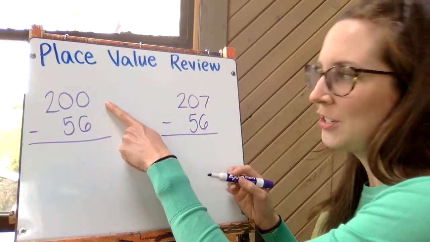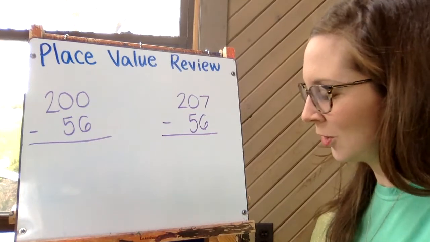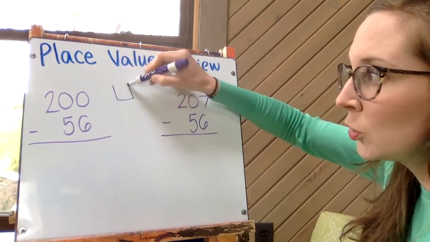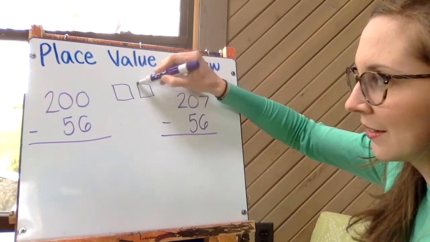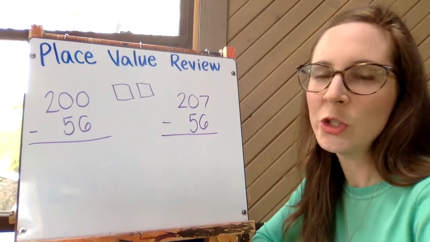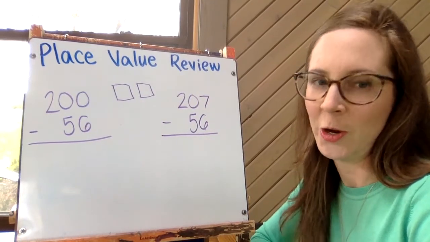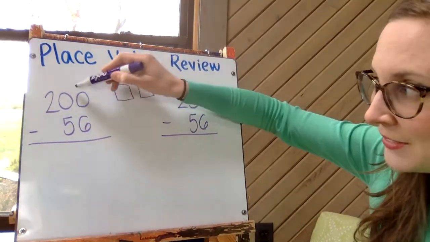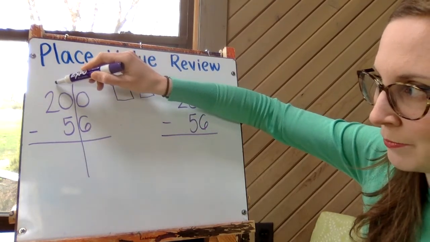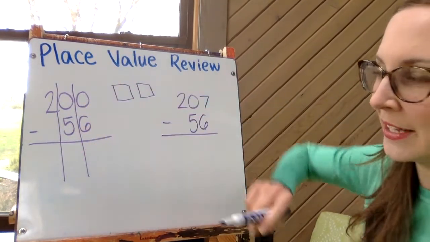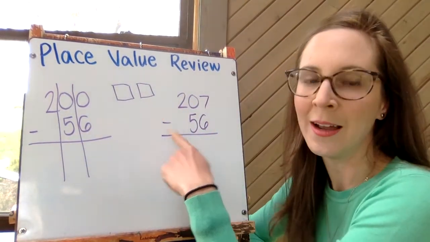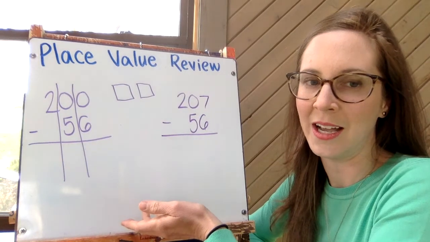So when we have 200, I'm going to draw my quick pick, and I know that that means I have 200 blocks. And I don't have any tens or any ones when I have my 200s in the blocks. So I have 56, so that means 6 ones. I like my strategy of my place value line. So 6 ones and 5 tens. I know that they're in there, but I need to see them so that I can ungroup.